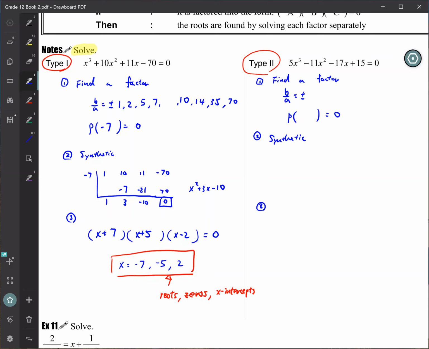Okay, let's check the list of B over A. Donna, what's your list for the B over A? 1, 3, 5, 15, 5 over 3, 1 over 3. 5 over 3 and 1 over 3? Yeah. 1/3. Where did you get 1/3?